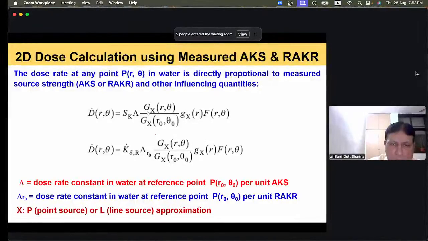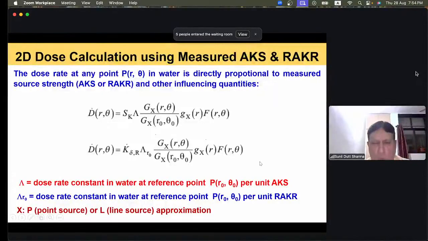Accordingly, if I have to write a modified version of this equation, I will write the dose rate at (r, theta) is equal to the air kerma strength S_K multiplied by the dose rate constant, then the ratio of G_L(r, theta) by G_L(r0, theta0), g_L(r), that is the radial dose function for the line source, and the anisotropy function F(r, theta). Similarly, if I have measured the reference air kerma rate, you use this second equation.